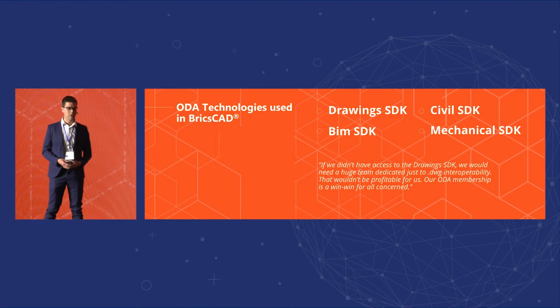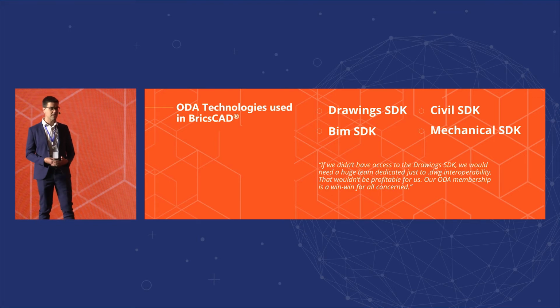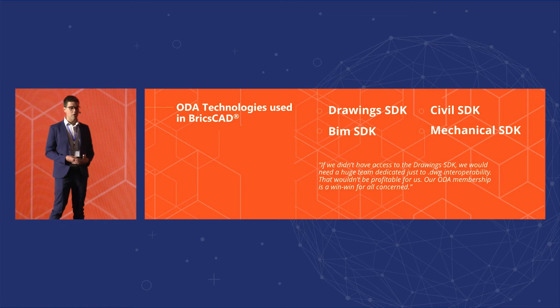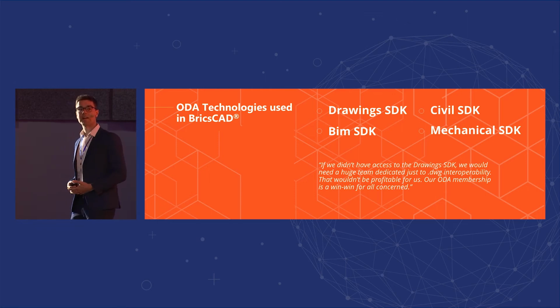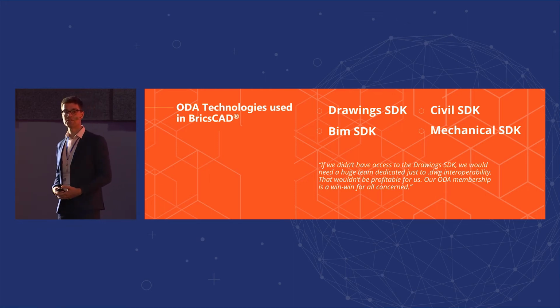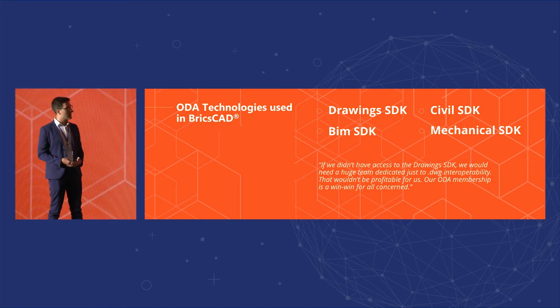Of course, throughout our products, we make extensive usage of some of the libraries of the ODA. Of course, the drawing SDK is at the basis of our BricsCAD core platform. If we didn't have access to this drawing SDK, we would have needed a huge team dedicated to just DWG interoperability. We also make use of other SDKs from the Open Design Alliance, like the Civil SDK and the Mechanical SDK. This ensures compatibility with mechanical drawings and civil 3D drawings as well, which is also available in our product.